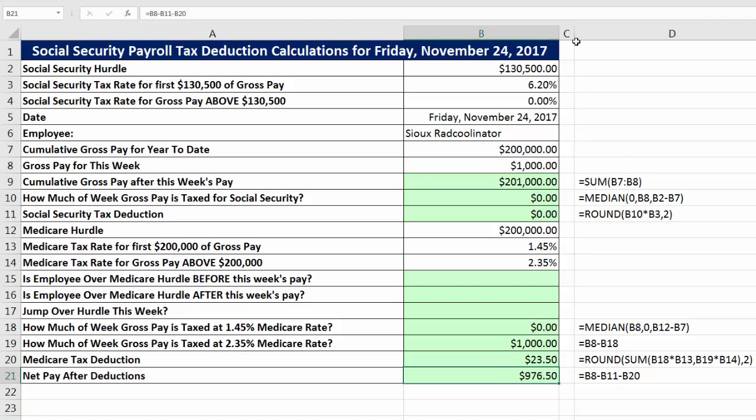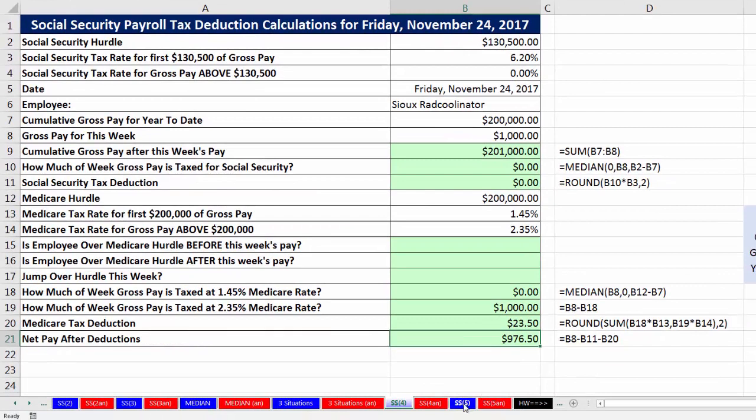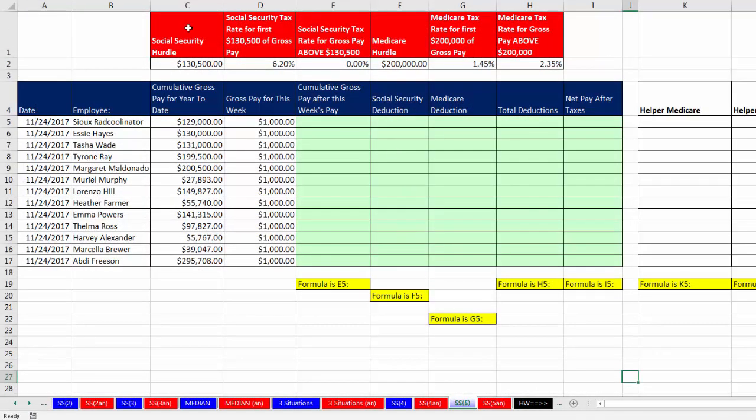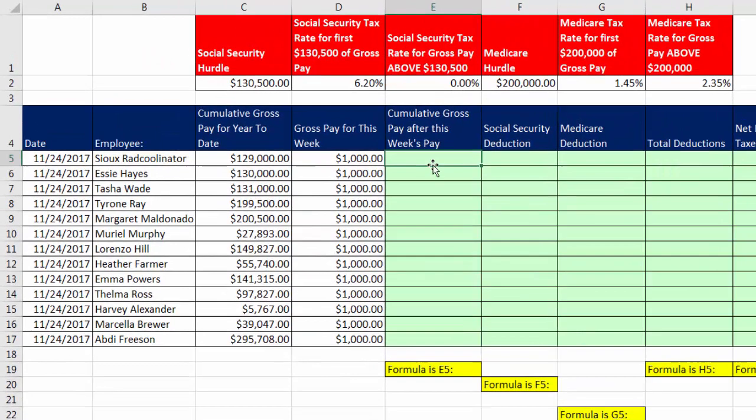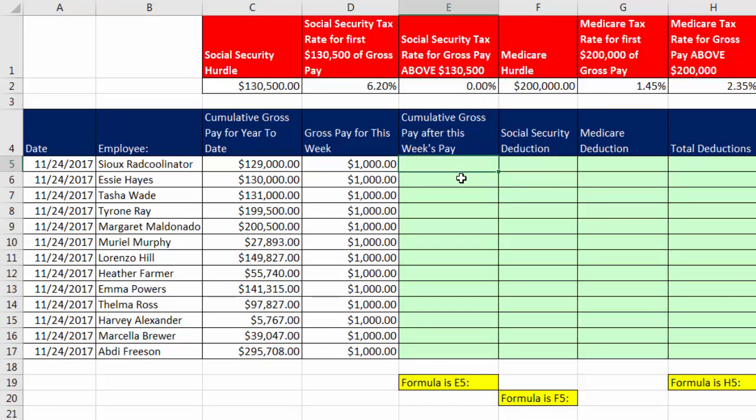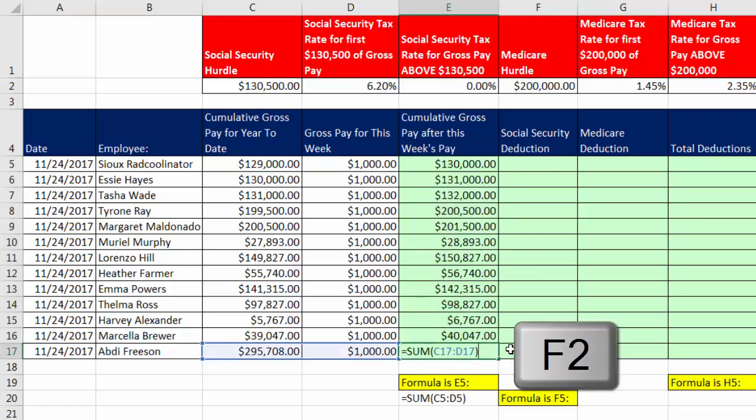Now we want to take what we learned here and try it on a full data set. So we're going to go over to SS5. I put in an assumption table at the top, the hurdle, the 2 tax rates. You actually don't need this tax rate at all here. I emphasize that there's 2, even though this one was 0, just so we had a parallel example when we got to this one. Cumulative gross after this paycheck, no problem. Alt equals, it got that right, Control Enter, and I can copy that down. Go to the last cell and hit F2.